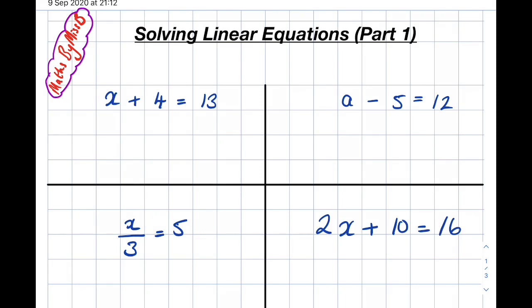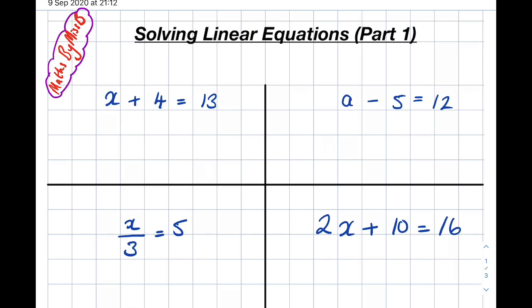Today's video is going to be about solving linear equations. This is where you have to aim to get the letter on its own and remove everything from that side of the equation. Generally looking at it, you could say, well, something plus 4 gives 13. What could that be? Well, clearly in this case it's going to be 9 because 9 plus 4 equals 13. But how can we solve that algebraically?